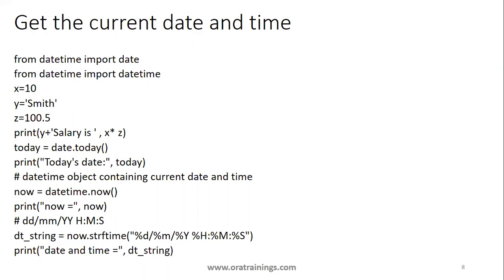In this case, I want to invoke the date and time, so I provided the from clause for those things. And then I just wrote some sample. So first thing here, if you observe, x is equal to 10, y is equal to Smith, z is equal to so and so, and I just printed the salary. After that, today is equal to date.today. So what exactly it will do is it will get the current date, that is the first functionality. And the other one, datetime.now, it will get the current time. Okay, so that is what we're trying to achieve.